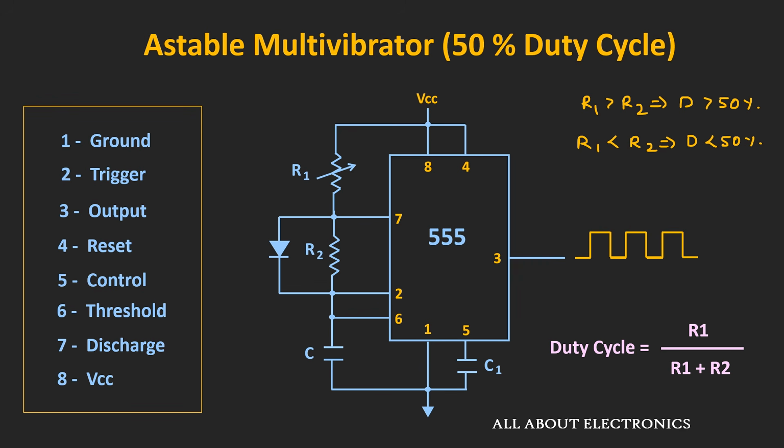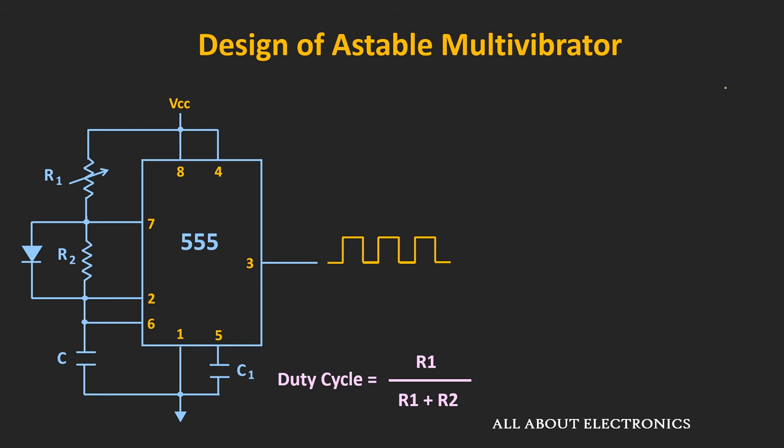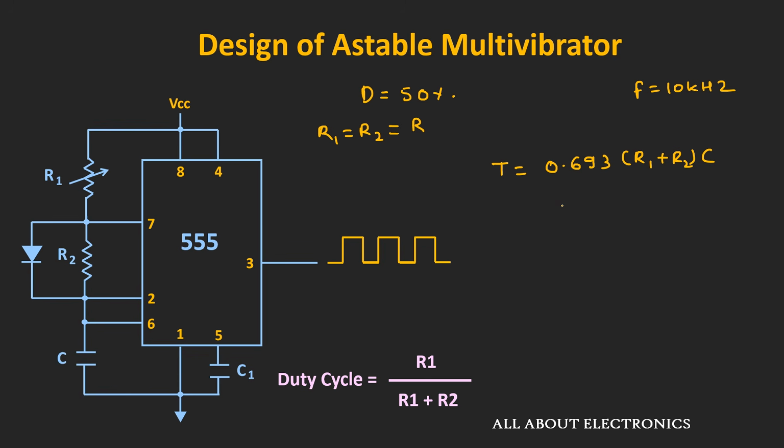So now let us design one astable multivibrator whose frequency f is equal to 10 kHz and duty cycle is equal to 50%. So now to get a duty cycle of 50%, the values of R1 and R2 should be the same. Let's say that is equal to R, and the total time period T will be equal to 0.693 times (R1 + R2) times C. Now over here, as f is equal to 10 kHz, the time period T will become 0.1 millisecond.